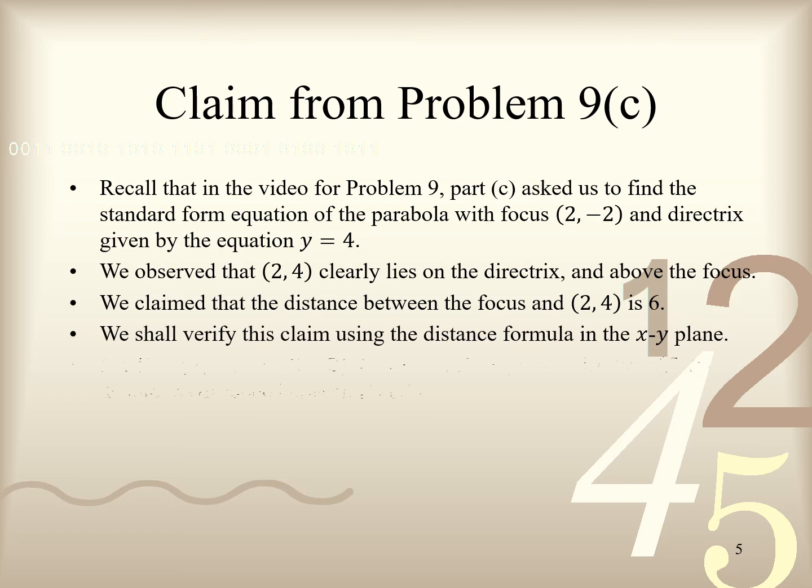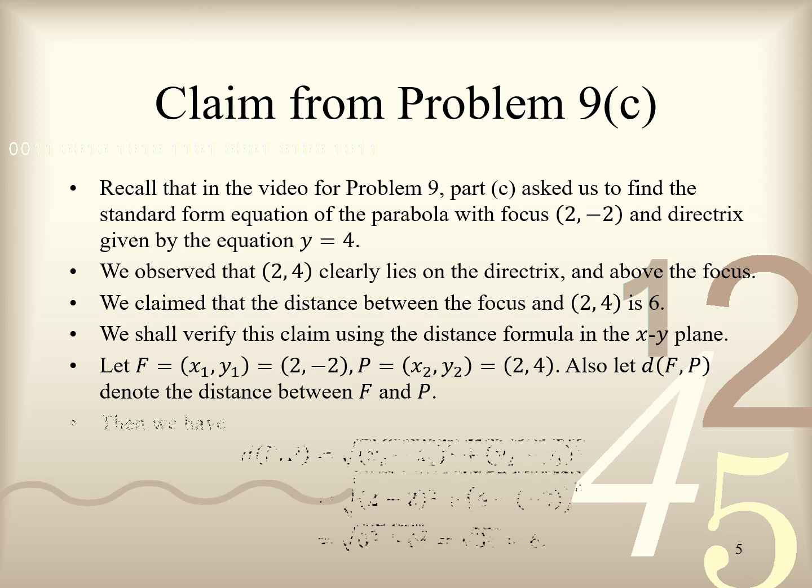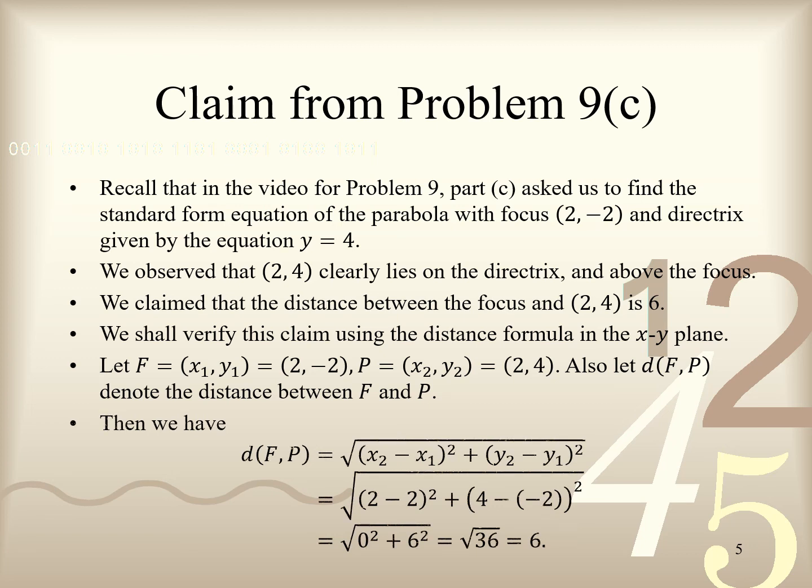So let F be the focus, and P be the point (2, 4), which we denote as x1, y1, and x2, y2, respectively. Also let d(F,P) denote the distance between F and P. Then, using the distance formula, we eventually see that the distance between F and P is given by the positive square root of 36, which is 6. This verifies our claim from part C of problem 9.